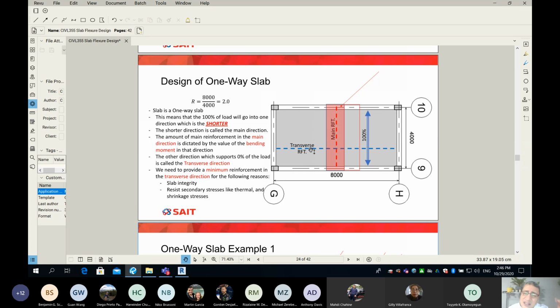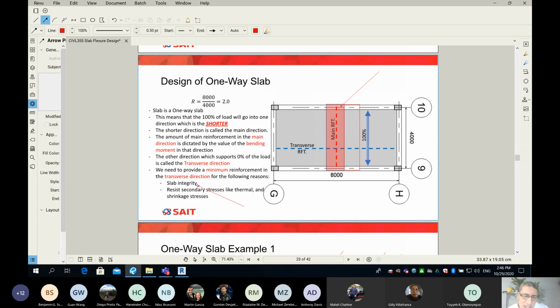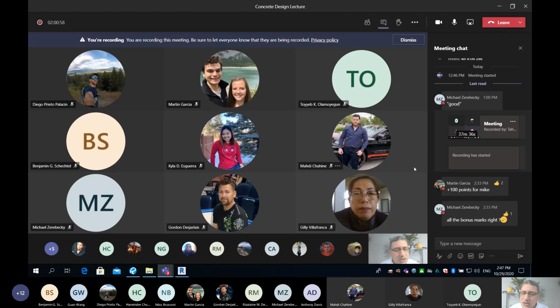But I'm still adding here reinforcement perpendicular to my red reinforcement. It will go into the blue. Why? Because of the slab integrity, and because of secondary stresses like thermal stresses and shrinkage stresses. Guys, if you make concrete without any reinforcement, it tries to shrink, and if there is no reinforcement, it will crack.